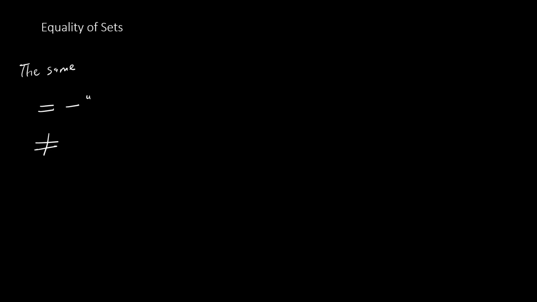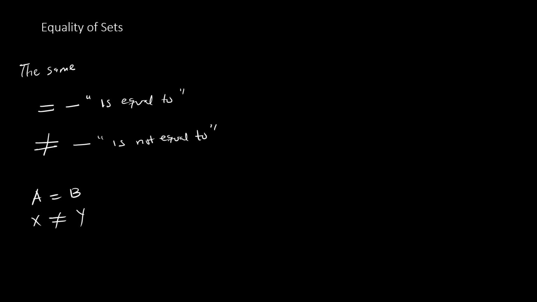So this is read as "is equal to", and this is read as "is not equal to". So if you have set A which is equal to set B, this is read as A is equal to B, and if set X is not equal to set Y, we read this as X is not equal to set Y. Let's look at an example.